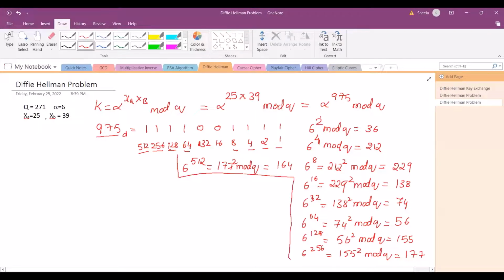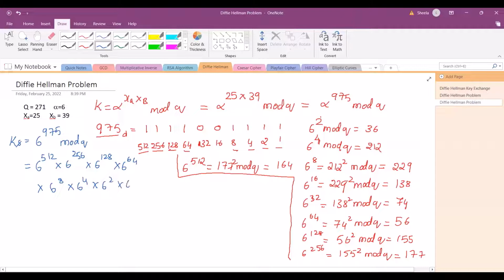The next thing is we have to find the session key. I can express session key as Ks equal to alpha to the power of, alpha here is 6, so I can write it as 6 to the power of 975 mod q, which is nothing but 6 to the power of 512 into 6 to the power of 256 into 6 to the power of 128 into 6 to the power of 64 into 6 to the power of 8 into 6 to the power of 4, 6 square and 6. This is how we can express the whole thing mod q.